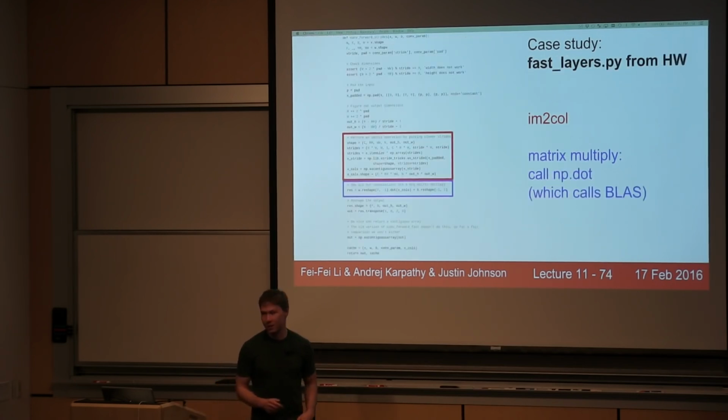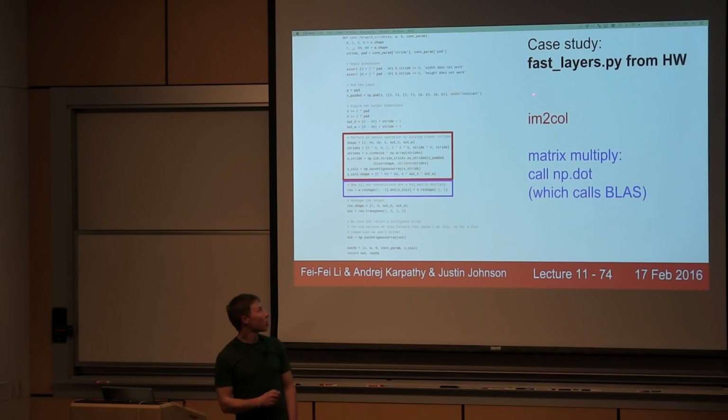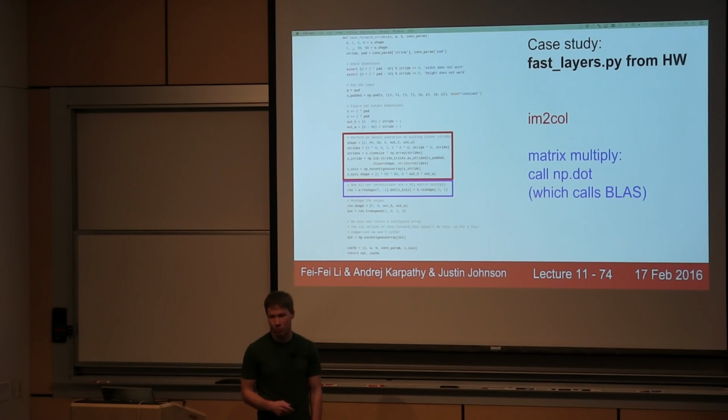And also as another case study, if you remember the fast layers we gave you in the assignments, it actually uses this exact same strategy. So here we actually do an im2col operation with some crazy NumPy tricks. And then we can do the convolution inside the fast layers with a single call to the NumPy matrix multiplication. And you saw in your homeworks, this usually gives maybe a couple hundred times faster than using for loops. So this actually works pretty well, and it's pretty easy to implement.